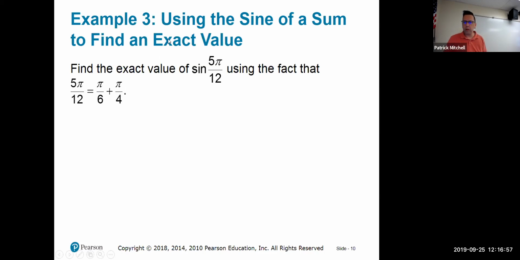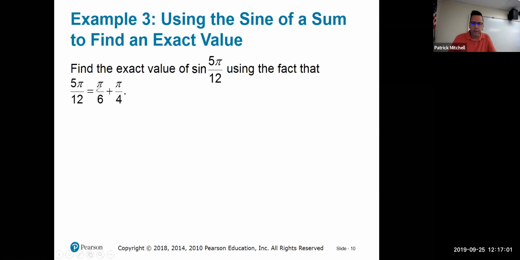And maybe it would be worth spending a minute talking about why 5 pi over 12 is pi over 6 plus pi over 4. It's because if you get a common denominator, which would be 12, you do that one by 2 over 2, you do this one by 3 over 3. This one becomes 2 pi over 12. That one becomes 3 pi over 12. So 2 pi over 12 plus 3 pi over 12 is 5 pi over 12.